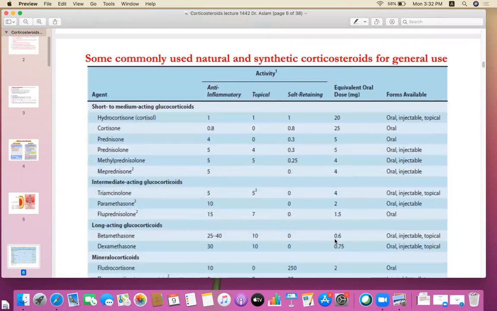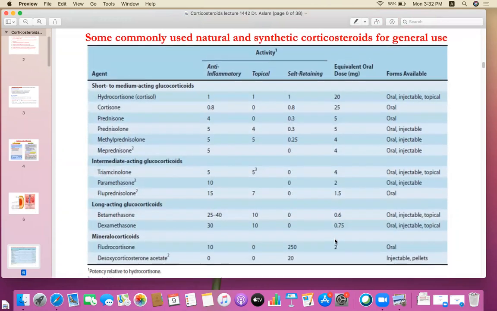Here there is a classification of the corticosteroids according to the duration of action. Here we can say short to medium acting glucocorticoids, intermediate acting glucocorticoids, long acting glucocorticoids, and there are examples of the mineralocorticoids.